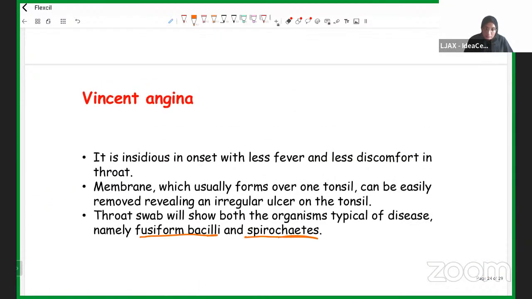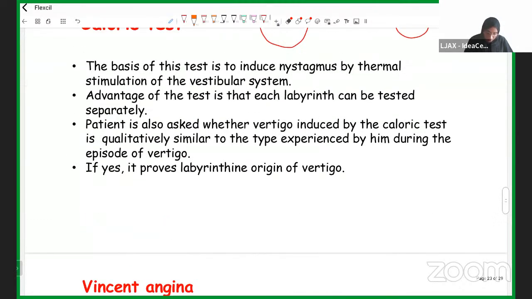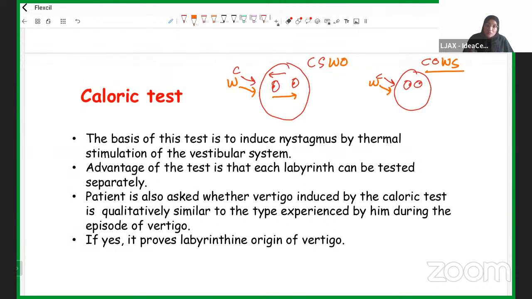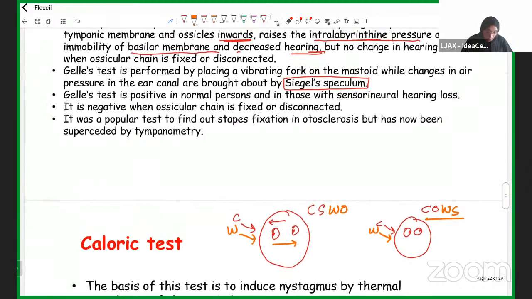What is Vincent angina? Vincent angina is a typical disease of the oropharynx caused by fusiform bacilli and spirochetes. The patient will have low-grade fever and discomfort in the throat. What is the caloric test? You do this test to see if the patient is having vertigo due to labyrinth involvement or not. Here you induce cold water and warm water and you examine the nystagmus and the side of nystagmus. Normally, when you induce cold water, the nystagmus should be on the opposite side. And when you induce warm water, the nystagmus will be on the same side.